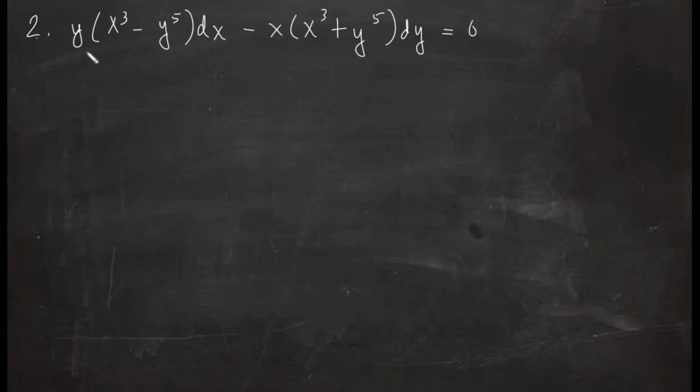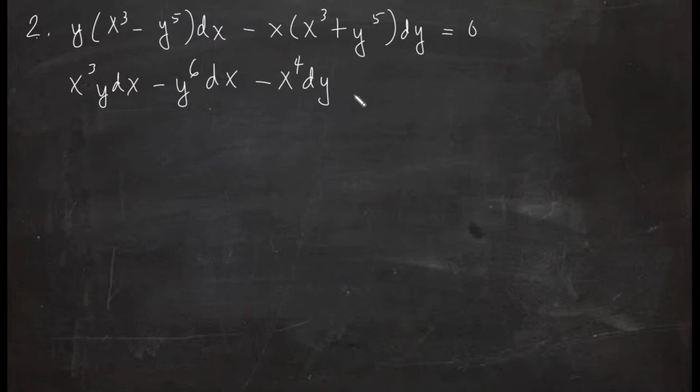So problem number 2, we have y times a quantity x cubed minus y to the fifth, quantity dx, minus x times a quantity x cubed plus y to the fifth, close quantity, dy. So similar to what we did in the first problem, we first distribute. So we have x cubed y dx minus y to the sixth dx minus x to the fourth dy minus xy to the fifth dy. So next we will observe what we can factor from the terms that we have simplified into.